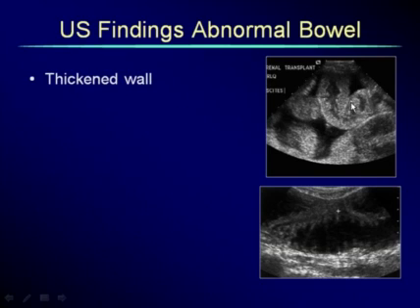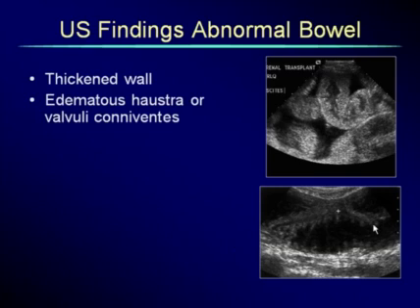Other things that we see are abnormal bowel loops, other types of bowel loops. Like here we see small bowel loops that have thickened walls. We can see edematous haustra or valvulae conniventes. These are these plicae circularis that tell us that that is small bowel.